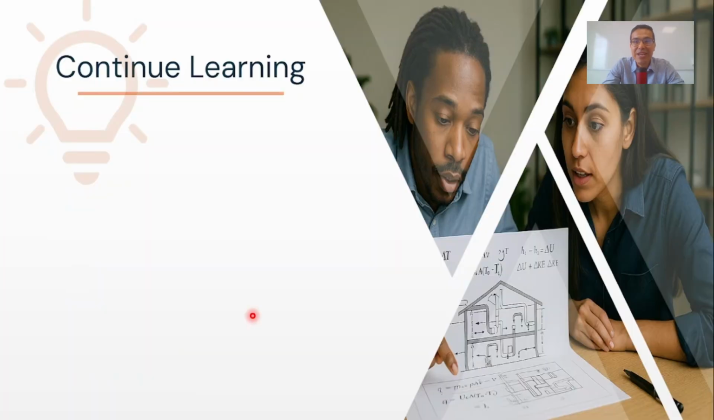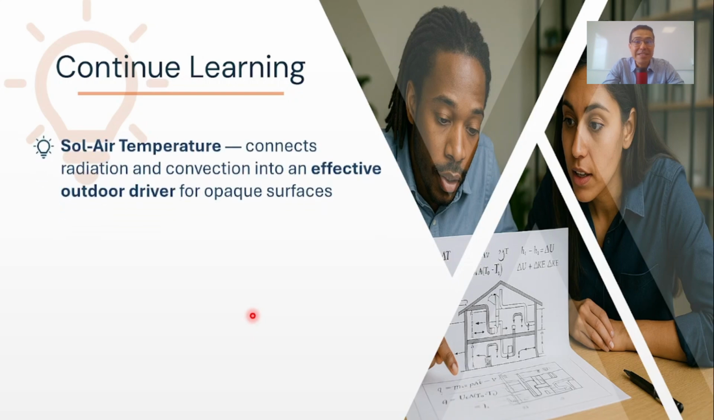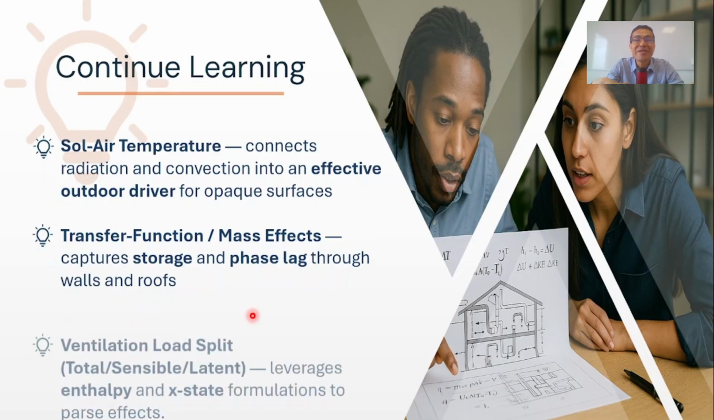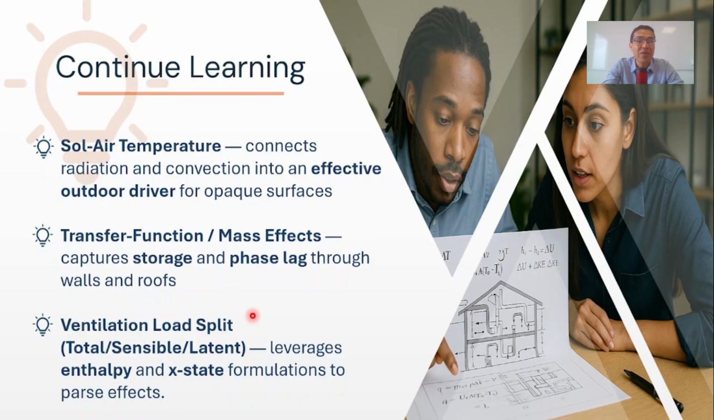So this is just the beginning. I invite you to continue learning, to go even deeper. Check out these advanced topics. You will explore solar temperature, a clever concept that combines solar and sky effects into a single number to make calculation easier. Or dive into transfer function methods, which help us to understand how a building's thermal mass creates a time lag in loads. And for even more detail on air, investigate the ventilation load split, which breaks down how outdoor air affects both temperature and moisture.